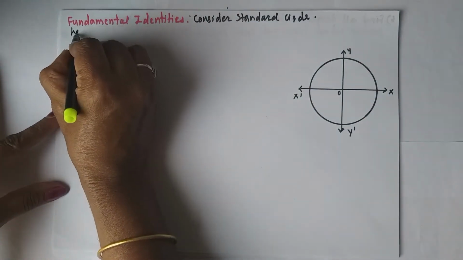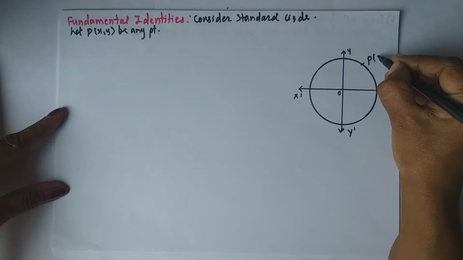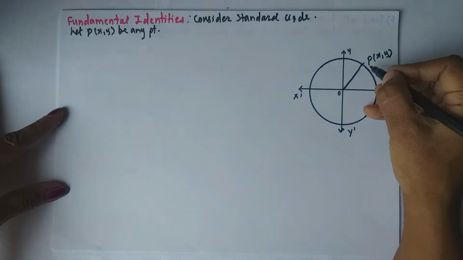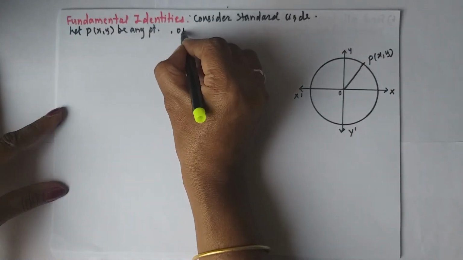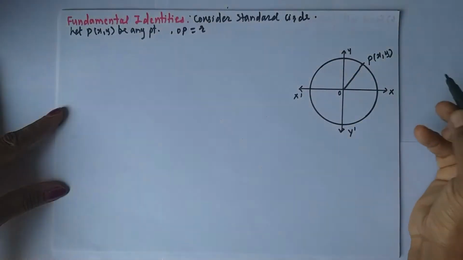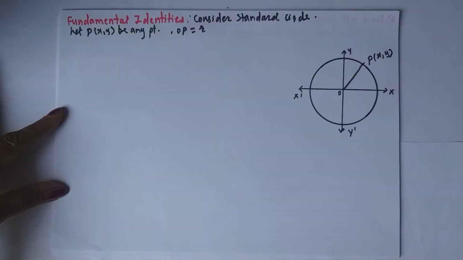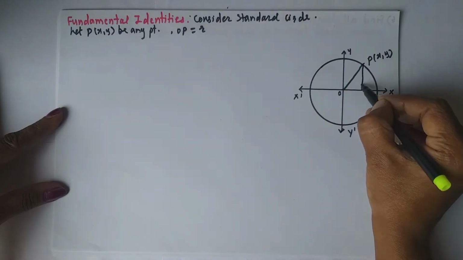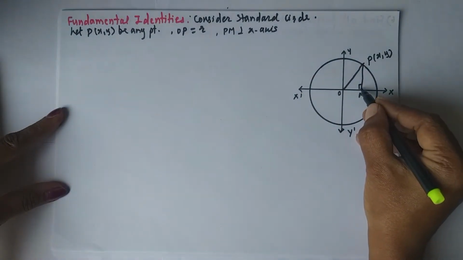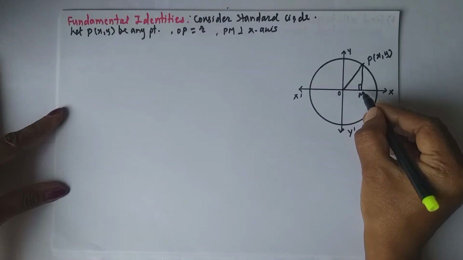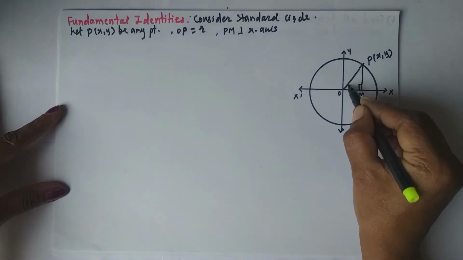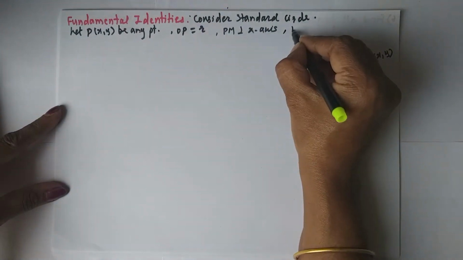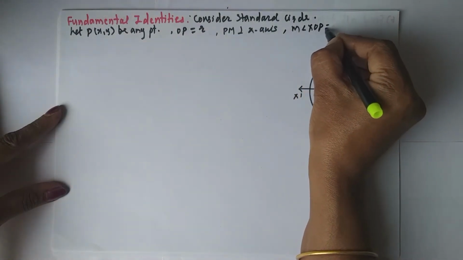Let P(x, y) be any point on the circumference of the circle. Let its coordinates be x, y. Then join OP. This OP is nothing but a radius of the circle. If we consider the radius of the circle as r, then OP is nothing but r. Now draw a perpendicular from point P on the x-axis. If we draw the perpendicular, then this is an angle of 90 degrees. This OPM is a right angle triangle. Let the measure of angle XOP be theta.